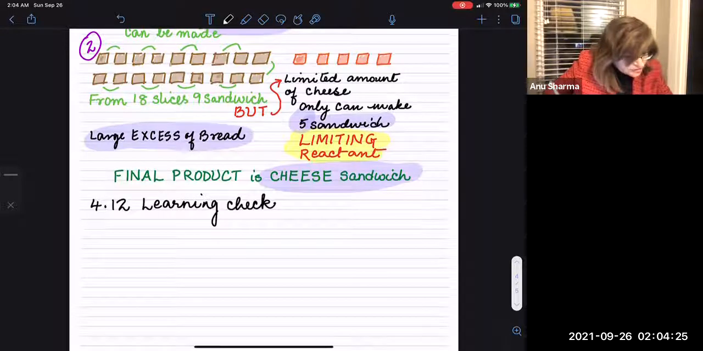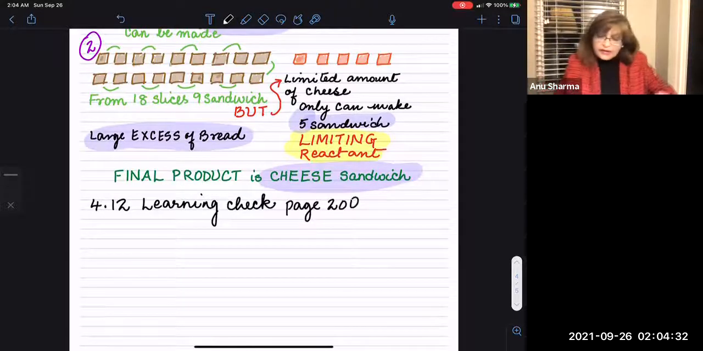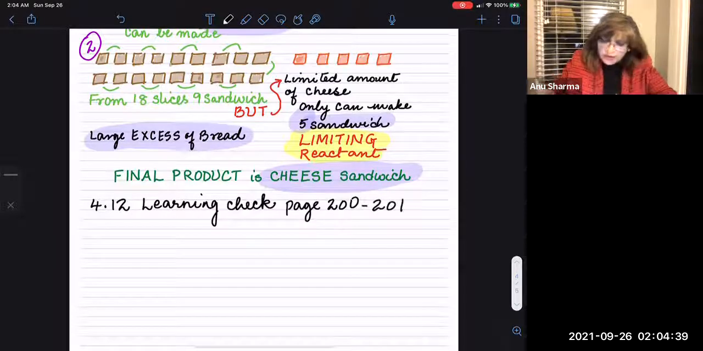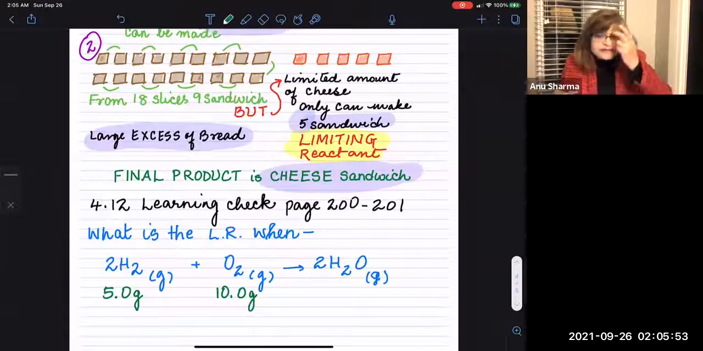But anyways, let's look at problem number 4.12, a learning check problem. That is on page 200. Sorry, that's actually on page 201. Okay, so let's look at this problem. Here, 5 grams of hydrogen is reacting with 10 grams of oxygen, and we want to see how much water we can actually produce in this reaction.